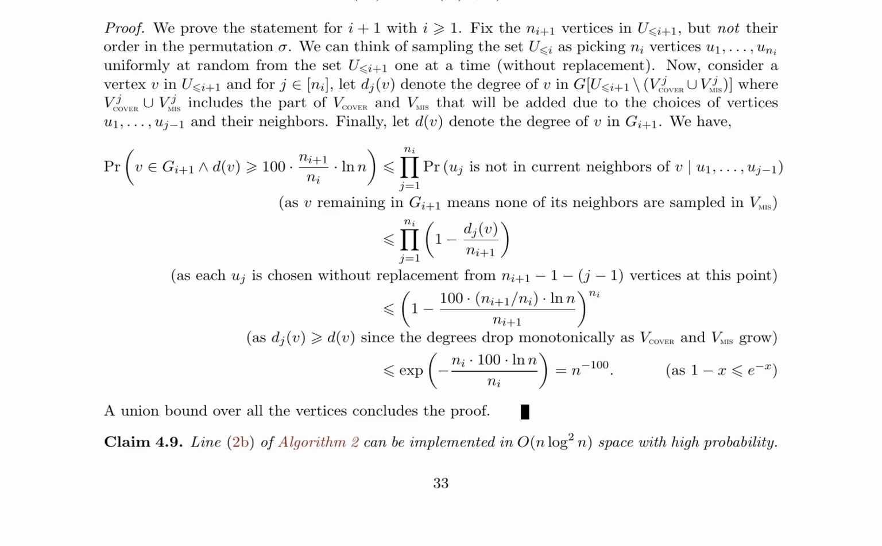Claim 4.9 states that line 2b of algorithm 2 can be implemented in O(n log² n) space with high probability. This claim is a direct consequence of lemma 4.8, which bounds the maximum degree of Gi.